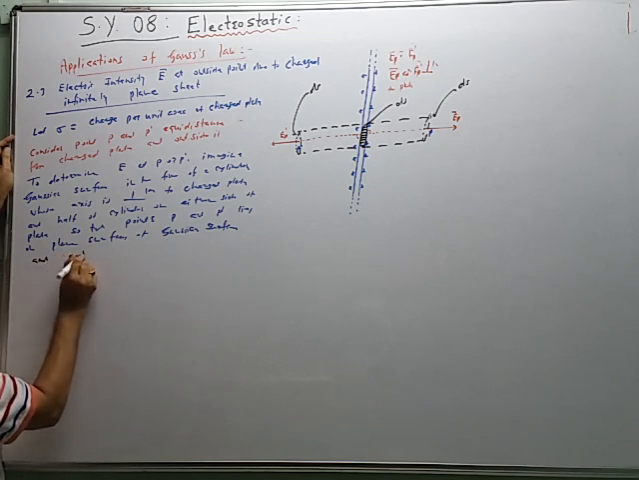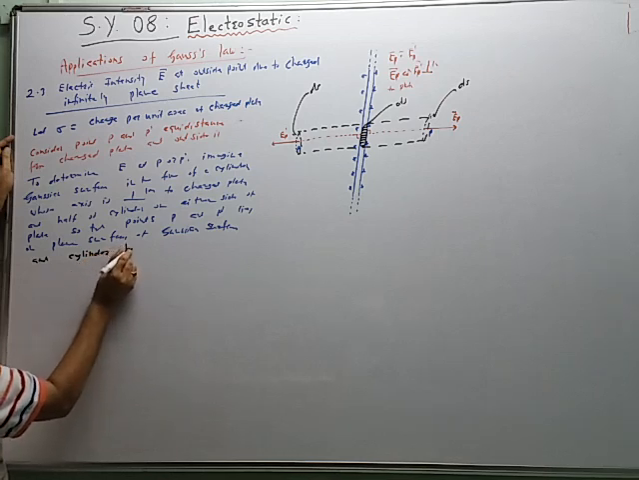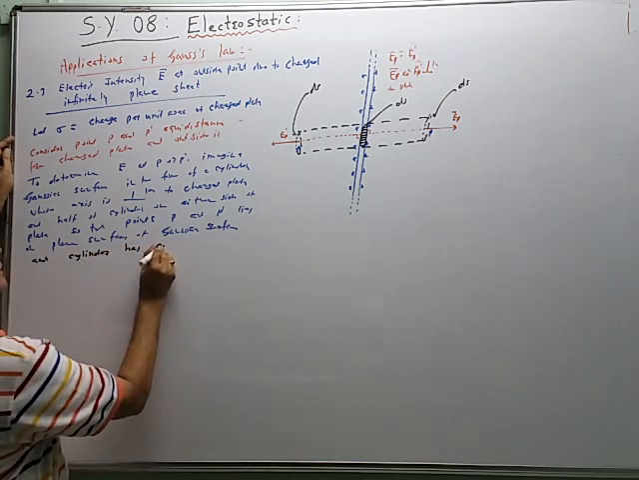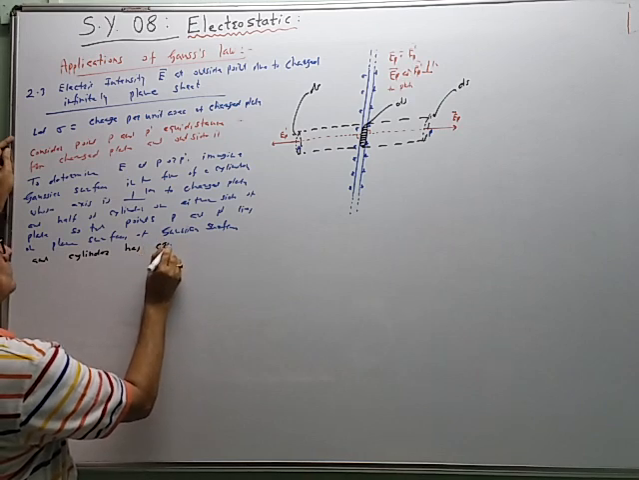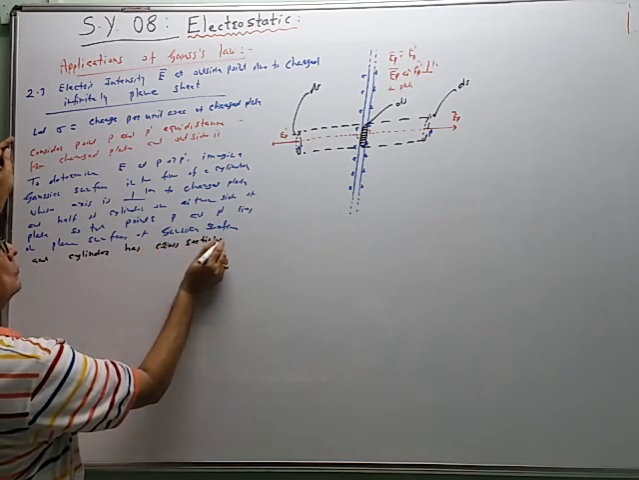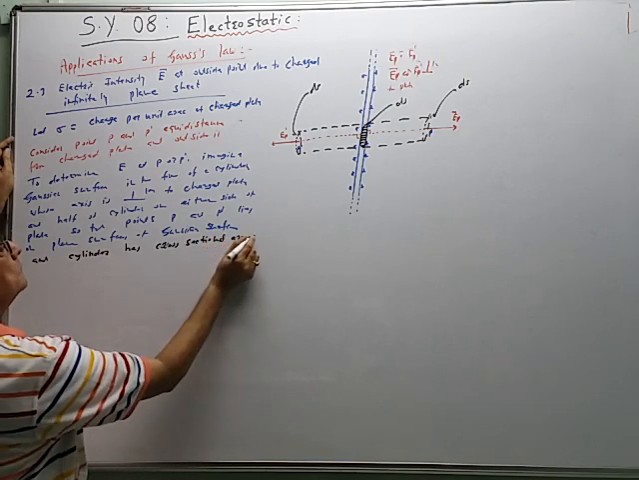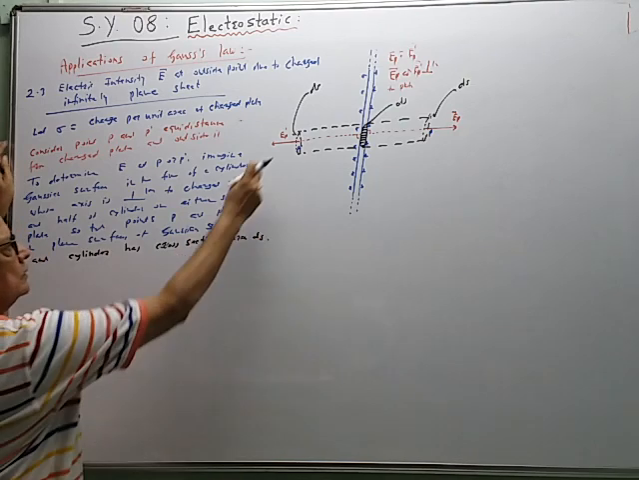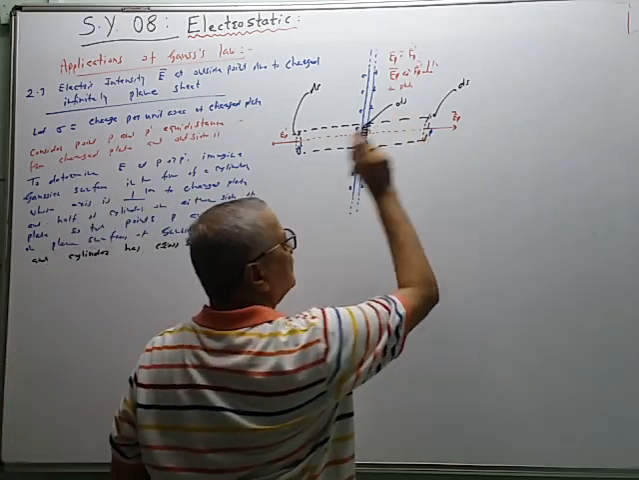The cylinder has cross sectional area ds. This is ds, this is ds, this is ds.